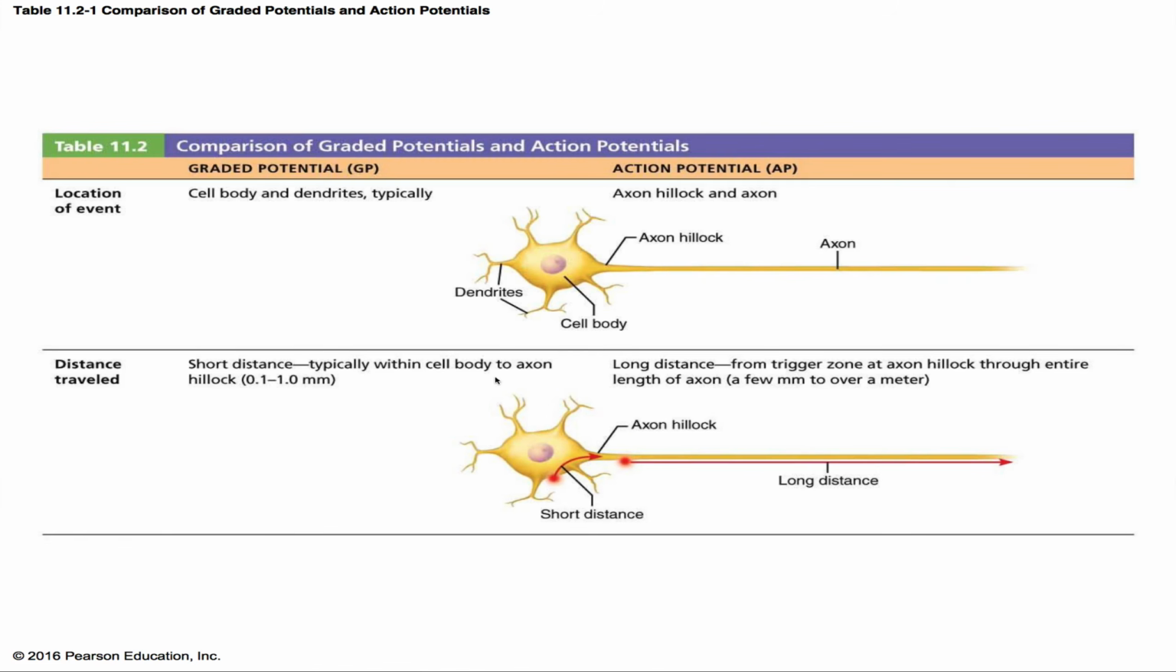So, which leads us to the next part, which is distance traveled. The graded potentials travel a relatively short distance, anywhere from 0.1 to 1 millimeter. So again, it's going from a dendrite or somewhere in the cell body to the axon hillock. And for the action potential, it will travel from the axon hillock all the way down the entire length of an axon, and this could be a few millimeters to over a meter in length.